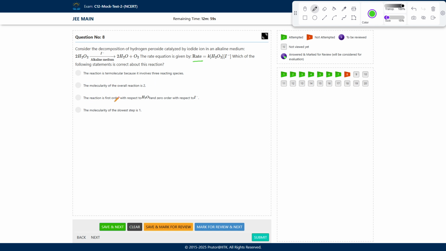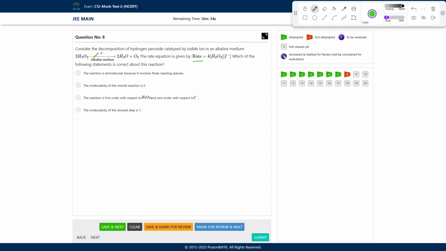The third option is that the reaction is first order with respect to H2O2 and 0 order with respect to I negative. So I negative is a catalyst. You cannot say with respect to catalyst something is 0 order. And for H2O2, it is saying that the reaction is first order with respect to H2O2. How can you say that?